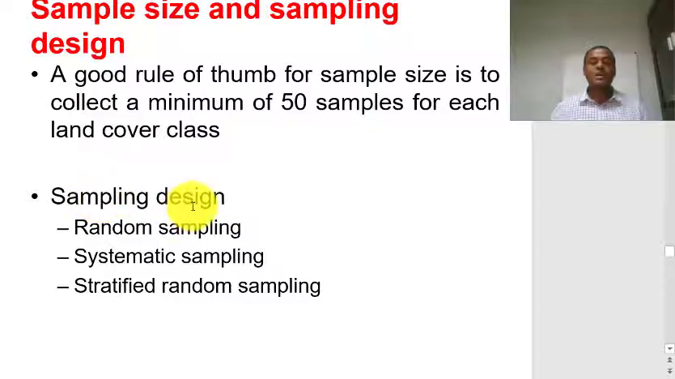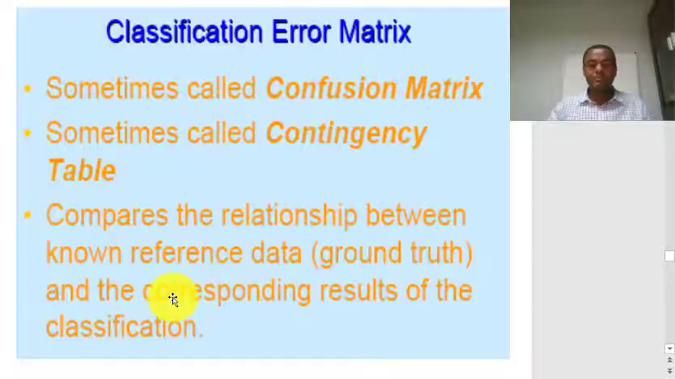With regard to the design, there are 3 different traditional sampling techniques: random sampling, systematic sampling, and stratified sampling. Most of the time we use stratified random sampling because land cover classes by themselves can act as a stratifying strategy. So we collect samples based on land cover category, following this stratified random sampling technique.